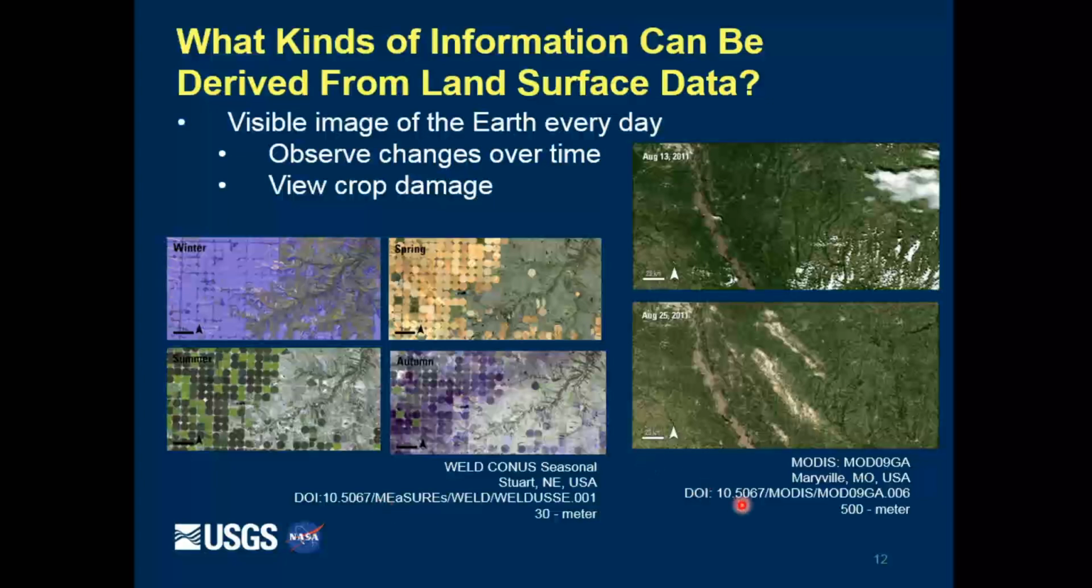The image on the right shows an example of the MODIS surface reflectance product. And this shows hail damage over Maryville, Missouri from a hailstorm. So we can see some of those hail scars on the data. And MODIS data has, in fact, been corrected for the effects of the atmosphere.